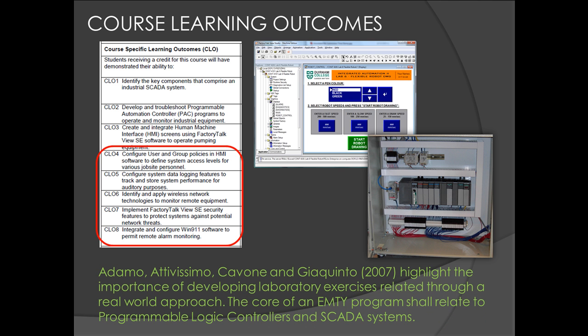Adamo, Adavissimo, Cavone, and Giaquinto highlight in their seminal article the importance of designing laboratory exercises that allow students to develop applications using a real-world approach. The authors continue in their study to describe that the core of an EMTY program shall relate to programmable logic controllers and SCADA systems, technologies that these CLOs exude.